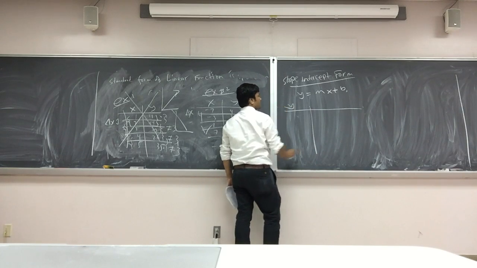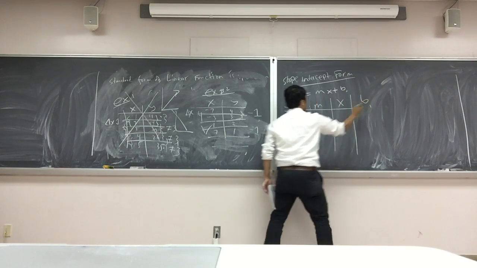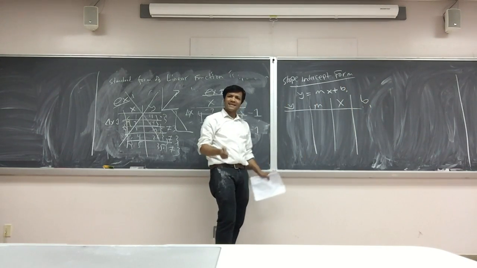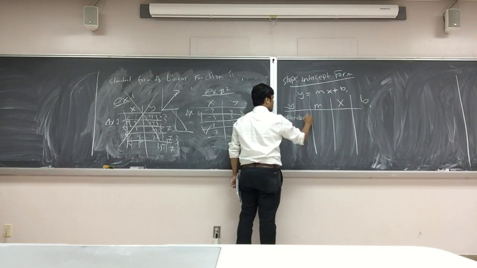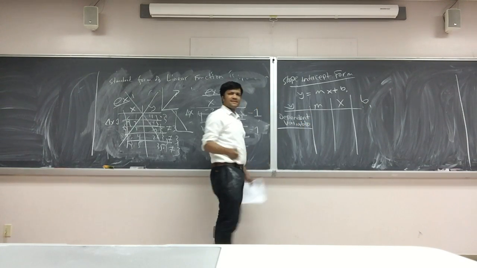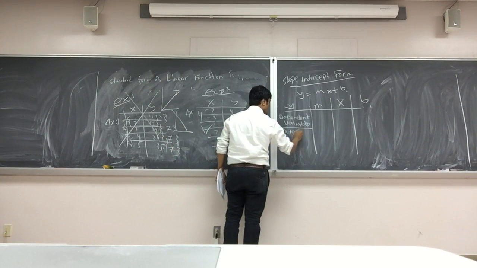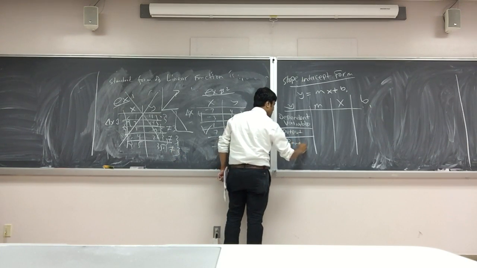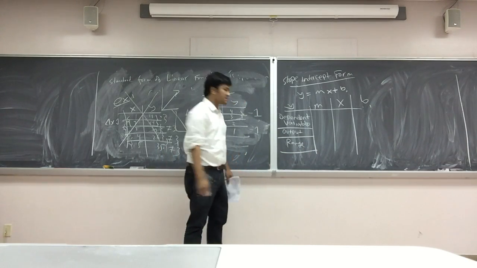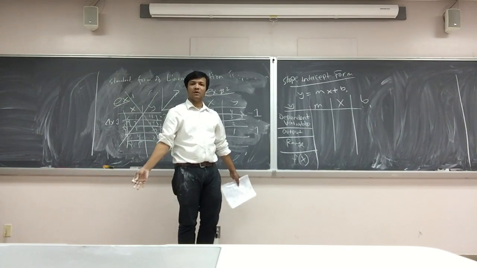I have y, I have m, I have x, and I have b. So what is y? Y is the dependent variable. Y is sometimes also called output. Y is sometimes called range. Y is sometimes written as f of x. So these are all the names for y.